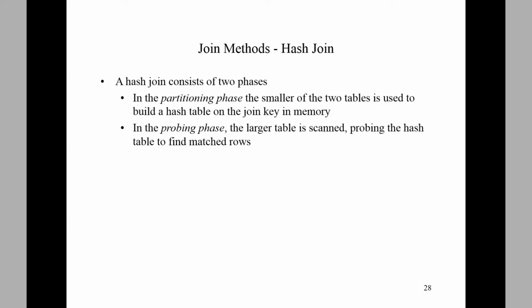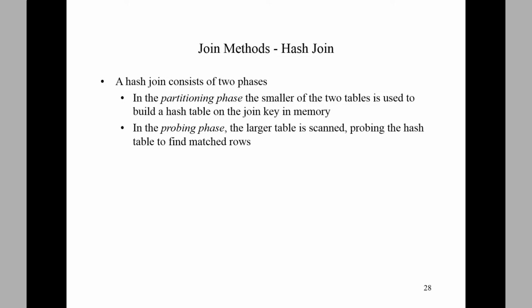Now let's consider the hash join. A hash join consists of two phases. One phase is called the partitioning phase. Here, the smaller of the two tables is used to build a hash table on the join key, and this hash table is placed in main memory. Again, the statistics available to the optimizer tell the optimizer which of the two tables would be the smaller table. In the second phase, we refer to this as the probing phase. The larger table will be scanned, probing the hash table to find matches. Effectively, the hash function is being invoked with the join key from rows from the larger table.